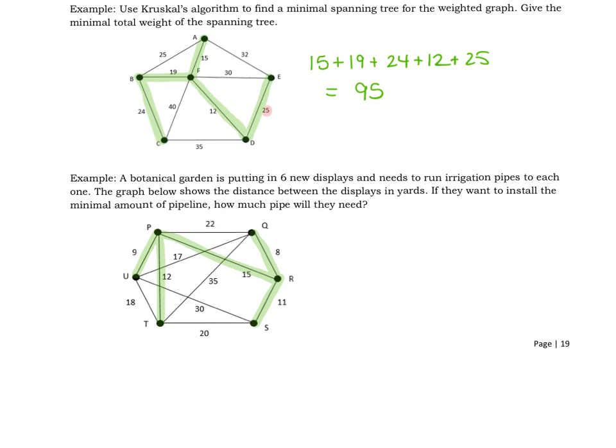So I apologize for missing that one, but again, I don't mind making mistakes for my students, whether it's on video or in person. Just shows you that I am human too, and you have to pay attention to what's going on. So adding up these weights, we've got a 9, a 12, a 15, an 8, and an 11. It's going to take 55 yards of this pipe in order to be able to irrigate all of their gardens. So that's what Kruskal's algorithm is all about.